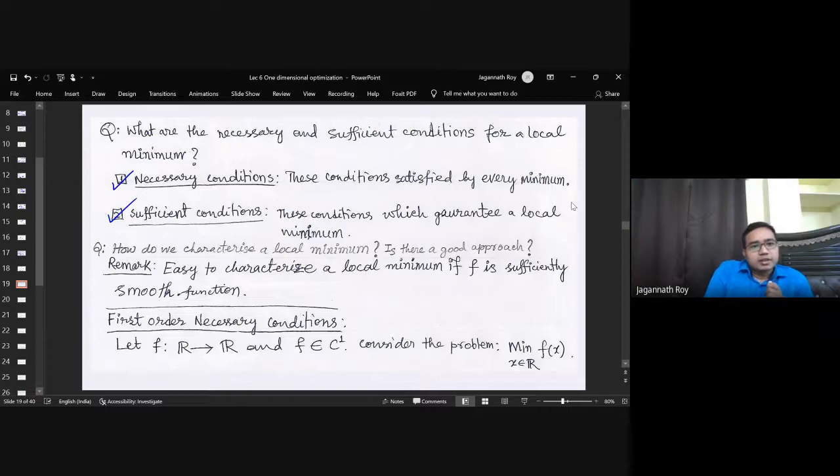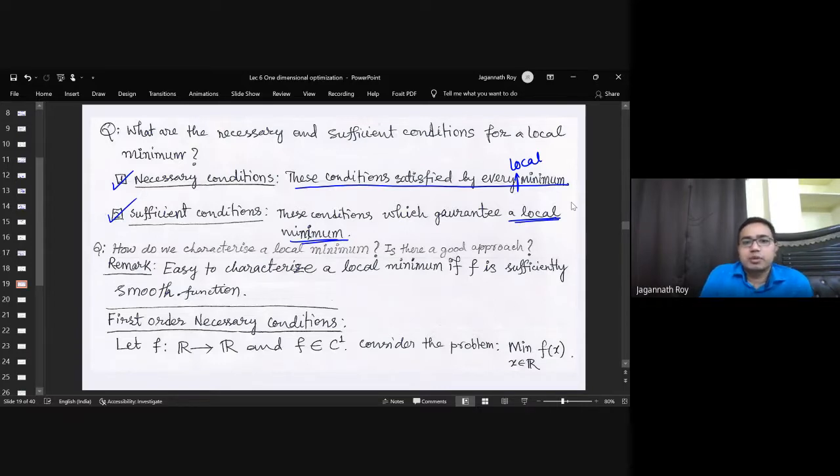So yeah, let us understand the necessary condition more carefully. Necessary conditions are those which are satisfied by every local minimum. And the sufficient conditions are those which will guarantee a local minimum will exist.